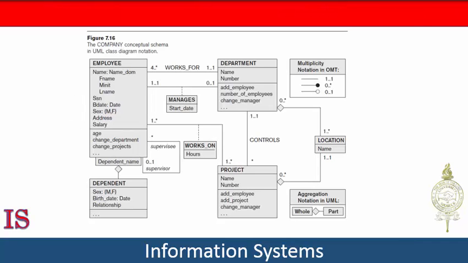This figure shows how the company ER database schema we looked at earlier can be displayed using UML class diagram notation. The entity types in the ER diagram are modeled as classes in the UML diagram. An entity in the ER model corresponds to an object in the UML model.